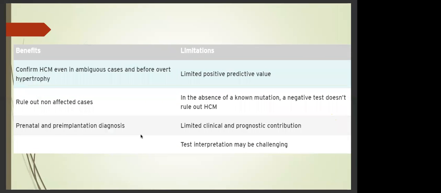Benefits in the sense that they can confirm ambiguous cases and before any overt hypertrophy. But there's limited positive predictive value as well. And yes, it can rule out non-affected cases. But in the absence of a known mutation, a negative test doesn't rule out HCM. Similarly, it can also help, for example, with prenatal and pre-implantation diagnosis. However, there's limited clinical and prognostic contribution.